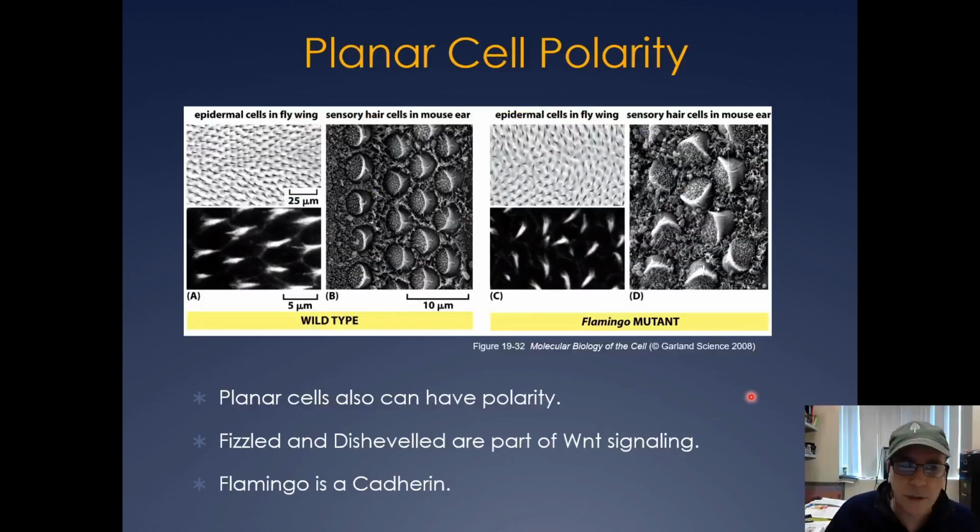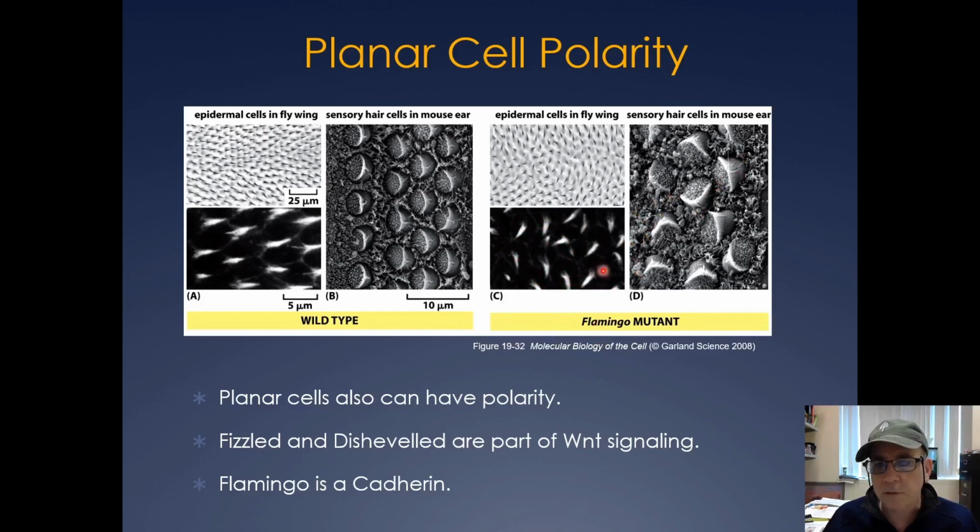And here's a good example of planar cell polarity. This is basically epidermal cells in the fly wing. And normally they're all polarized, so the sensory hairs are facing in one direction. But if you have a mutant called flamingo, they go all over the place, and you can see that the sensory hairs are all pointed differently.